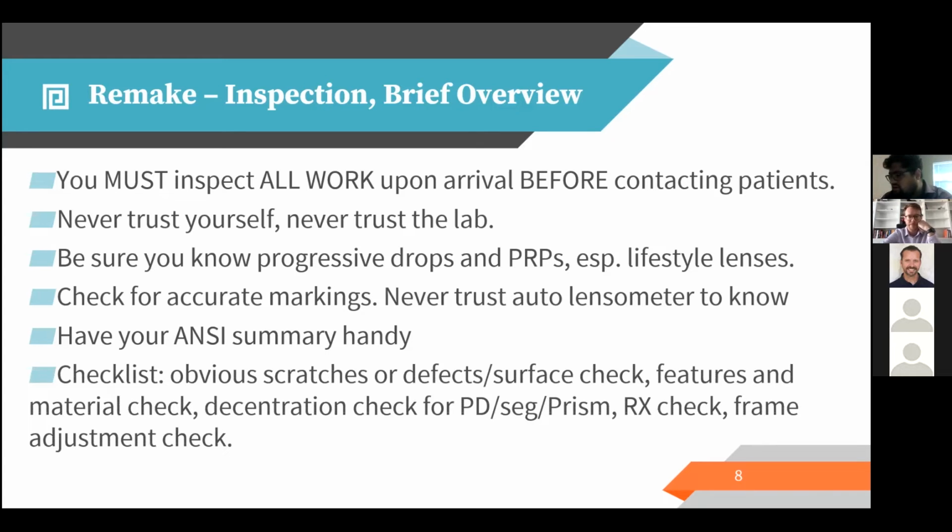Make sure you're doing a feature and material check. Does it have transitions? Does it have AR? No reason to go inspect power if you ordered transitions and they're not on there. Make sure you're checking for decentration, PD, segs. Make sure that the lens is oriented the way you ordered it. Make sure you do the RX check and then head into standard adjustment, making sure the frame is adjusted either in standard or as the patient desires the frame to be pre-adjusted as much as you can.